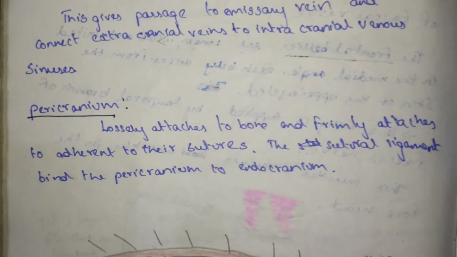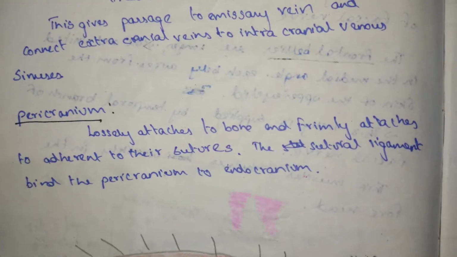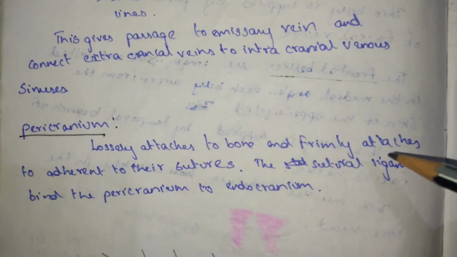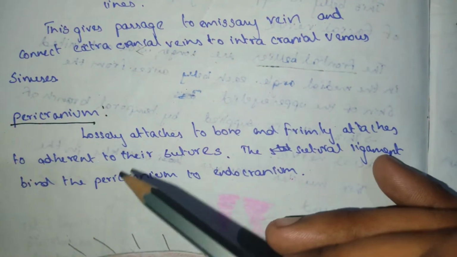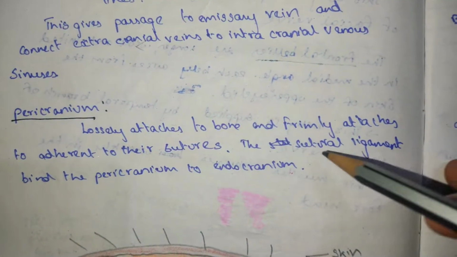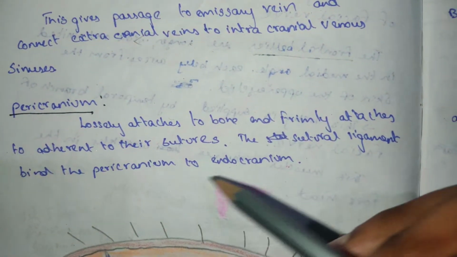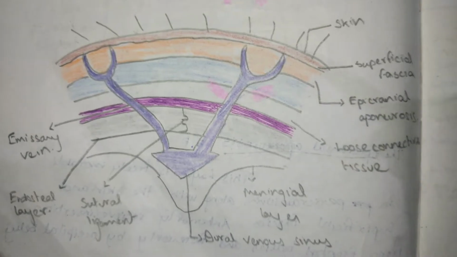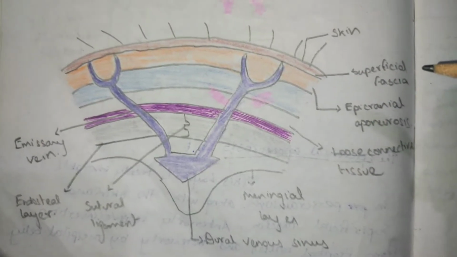Now the last layer is the pericranium. In the word SCALP, the P stands for pericranium. It is loosely attached to the bone, but firmly adherent to the sutures, and the sutural ligament binds the pericranium to the endocranium. This is the diagram of the scalp, which contains the 5 layers.